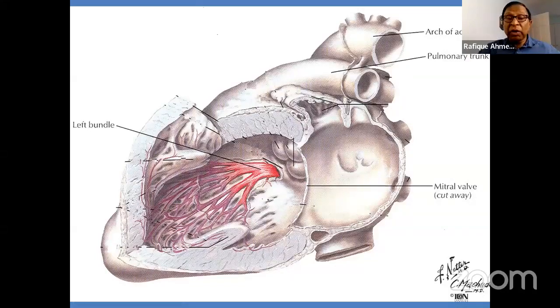In bundle branch block, the conduction partially goes through the bundles. If somebody has a left bundle branch block, the electricity will go down the right bundle and then through the myocardium into the left ventricle. That's why the left side electrogram will show a wide QRS complex.